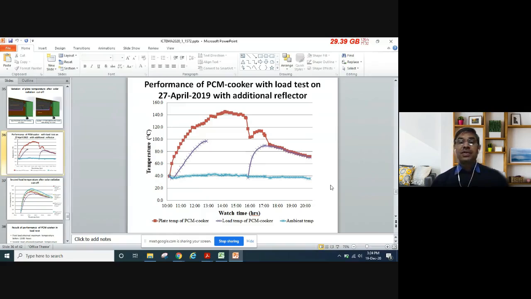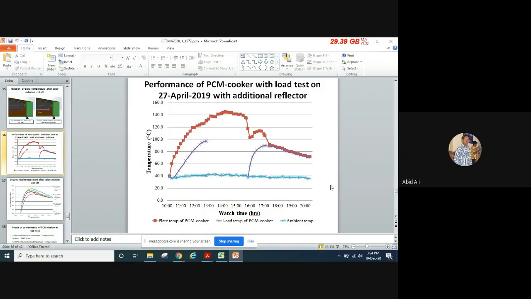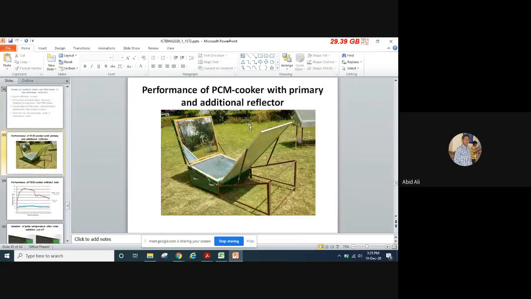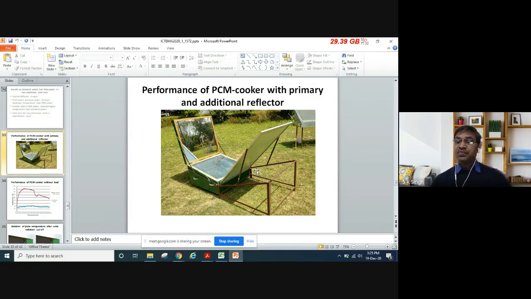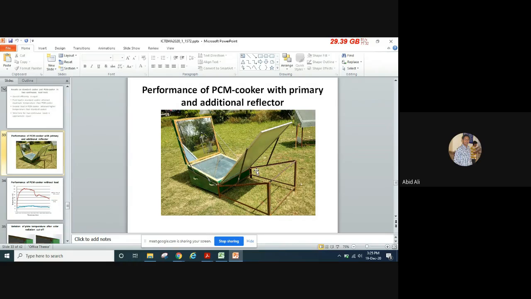Have you carried out the cost analysis of the system? Yes, sir. The cost of the cooker system is approximately 15,716. With the additional reflector, the cost reaches 18,916. And the comparison with the standard cooker? In comparison with the standard cooker with continuous meal, the efficiency of both cookers is approximately equal.